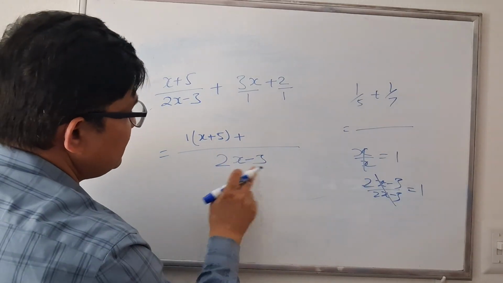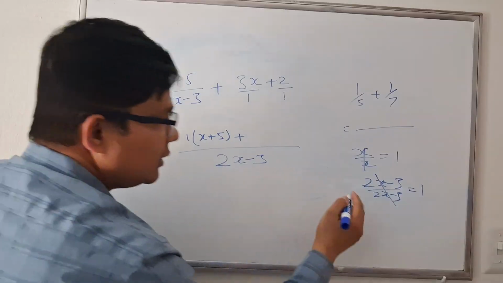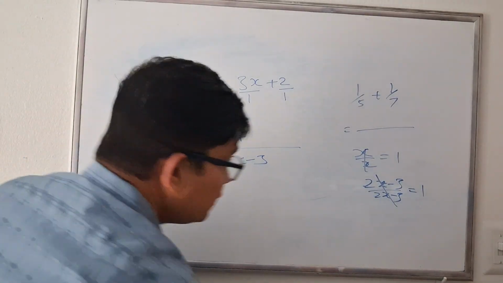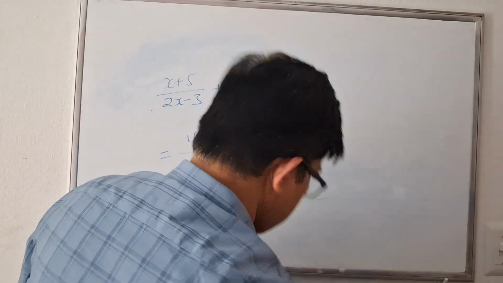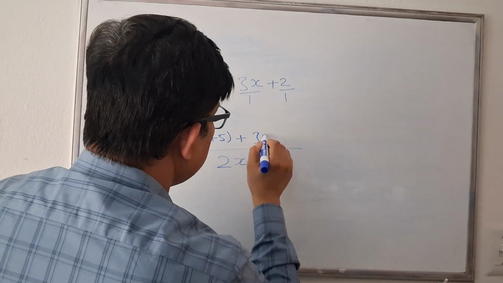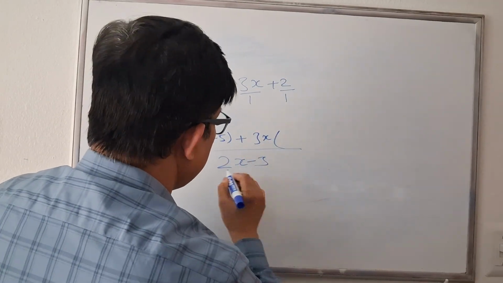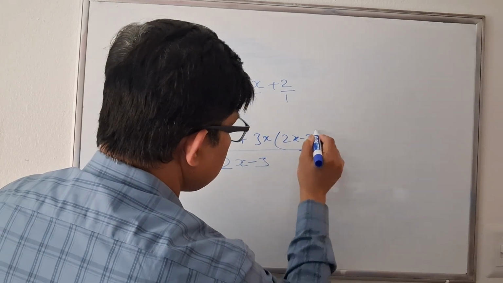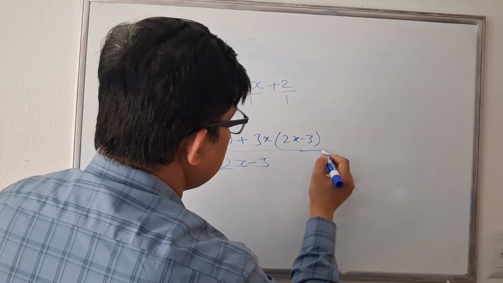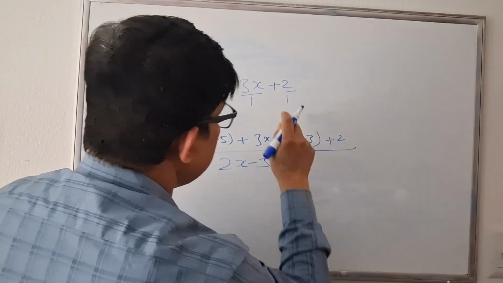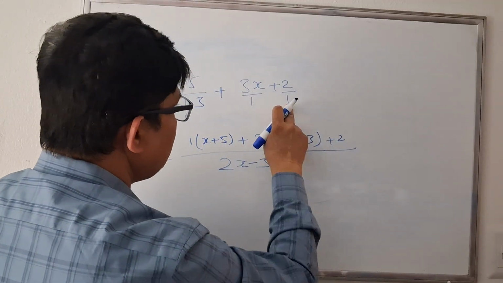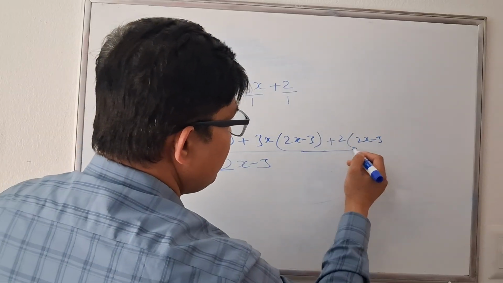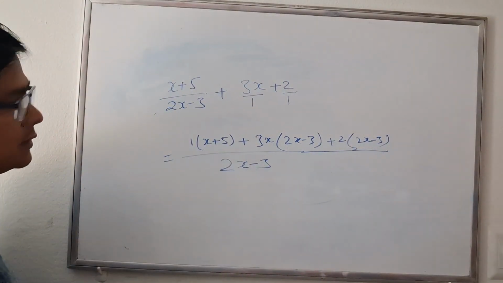Here 2x minus 3 divided by 1, 2x minus 3. Okay? So let's write down here. 3x is already there and we have 2x minus 3 here. Then you have plus 2. Similarly, 2x minus 3 divided by 1 is 2x minus 3, so I will write it here. Did you see? This is how we solve.